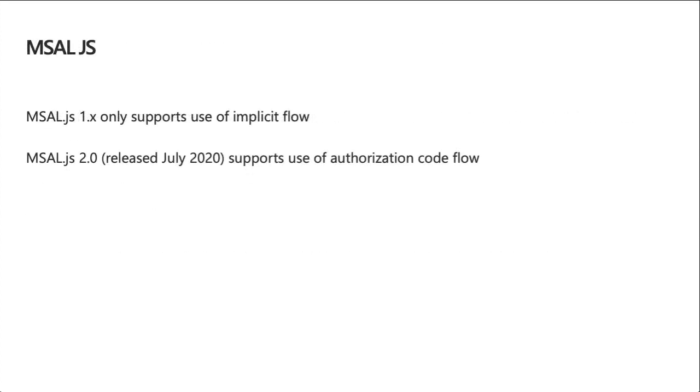The easiest way to use Microsoft Identity for authentication and obtain access tokens to authorize requests to secured endpoints in SPAs is to use the Microsoft Authentication Library for JavaScript, or MSAL.js. MSAL.js v1 only supports the use of the implicit flow. However, in July of 2020, Microsoft released MSAL.js 2.0, which supports the use of authorization code flow. The remainder of this unit and the following exercise is going to focus on using MSAL.js 2 and the use of the authorization code flow.